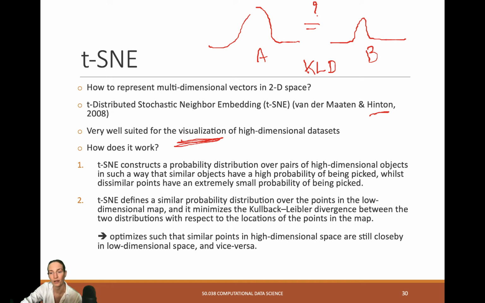Now, when t-SNE is building, it optimizes such that similar points in the high dimensional space are still close by in the low dimensional space, and vice versa. So that's exactly what we want. If two points are far apart in this high dimensional space, we can calculate Euclidean distance between high multidimensional points. Let's say 2 points are far away using Euclidean distance in this high dimensional space. Then when we project them into a 2D space, these 2 points should still be far apart in the 2-dimensional space. That's basically what it's optimizing for.